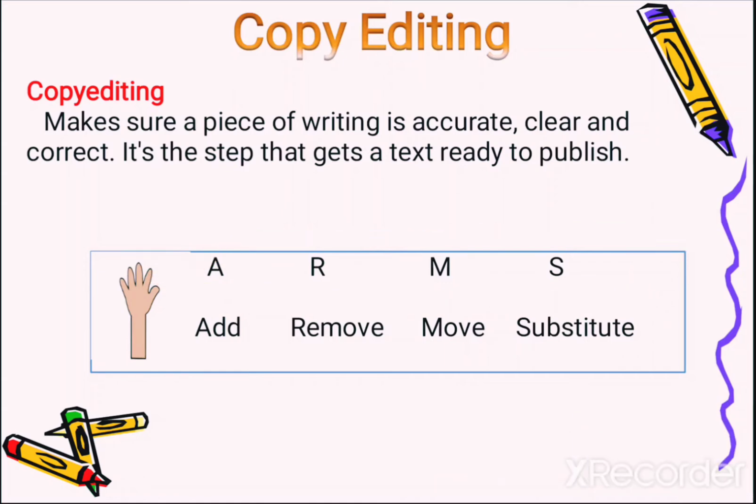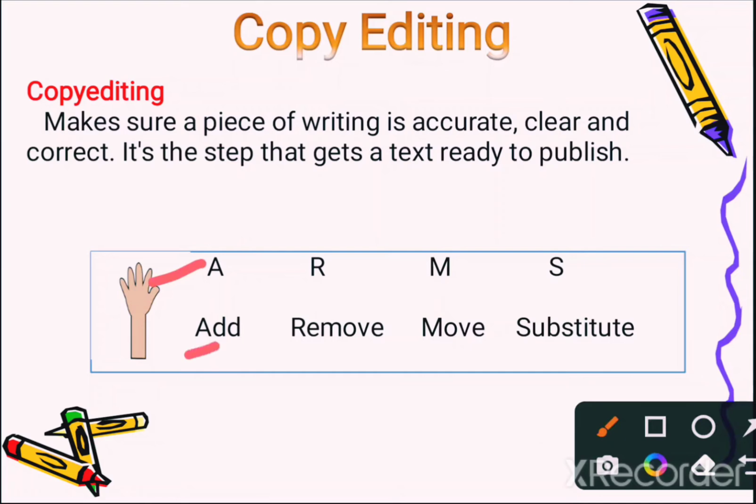A is Add. You should add any word, any sentence, or any grammatical things wherever it is needed. If there is a spelling mistake, R means Remove: you should remove it and add the corrected spelling of that particular word or sentence. Then M is Move: you can move any word from one place to another place. And S is Substitute: you can replace that word with another, corrected word. So that is copy editing.